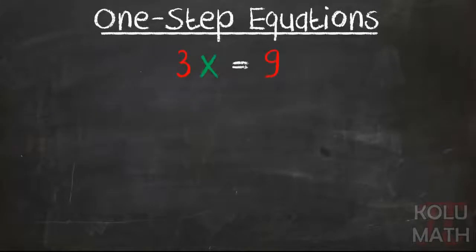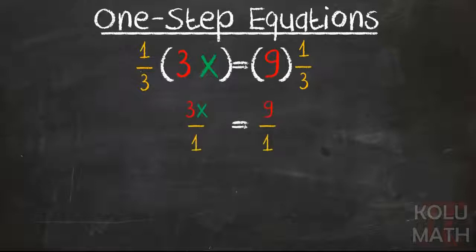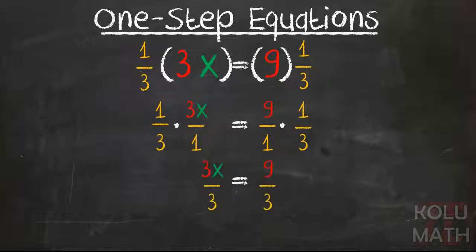Let's go ahead and write this out kind of longhand style. 3x equals 9. Let's multiply both sides by 1/3. And to do that, we're going to have to convert 3x and 9 into fractions. So we'll get 3x over 1 equals 9 over 1. Now we're going to multiply both sides by 1/3, follow the rules for multiplying fractions, and then reduce those fractions. And we figure out that x equals 3.